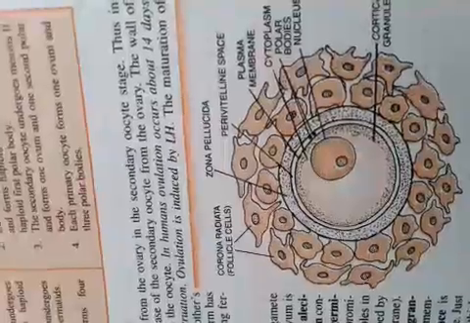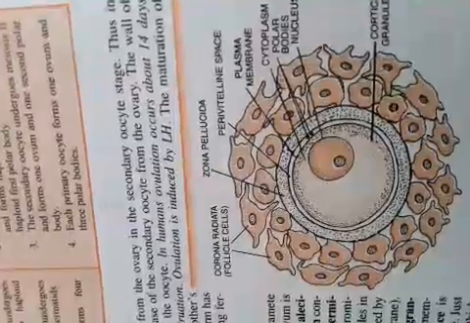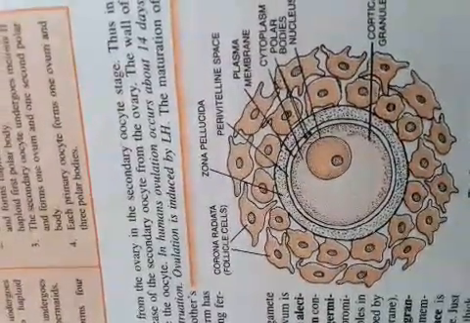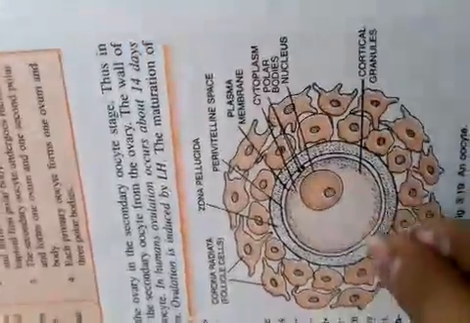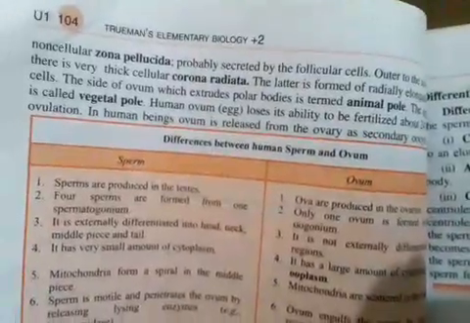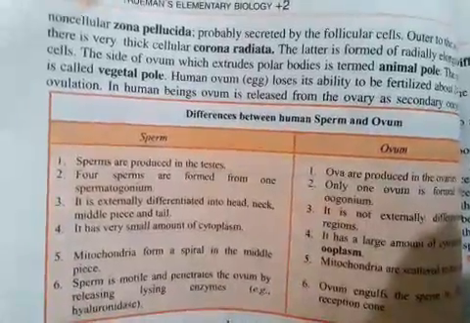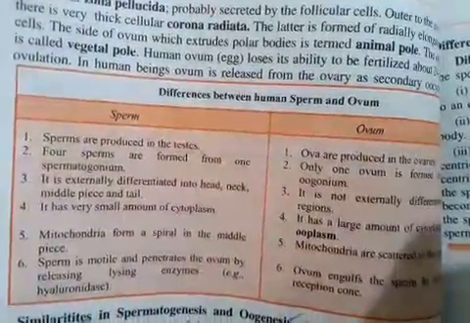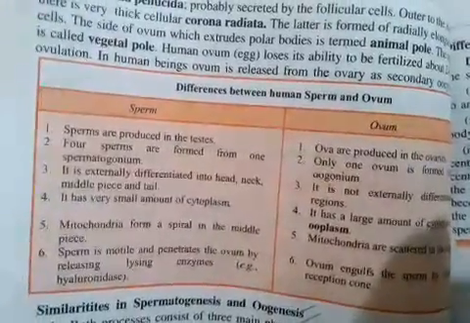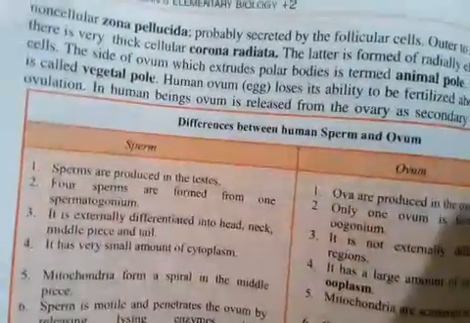Outer to the perivitelline space, there is a thin layer that is said to be the zona pellucida, which is necessary for fertilization. And the outermost one is said to be the corona radiata, which surrounds the zona pellucida. The zona pellucida is a non-cellular membrane, which is probably secreted by the follicular cells. Outer to this zona pellucida is a thick layer that is said to be the corona radiata.